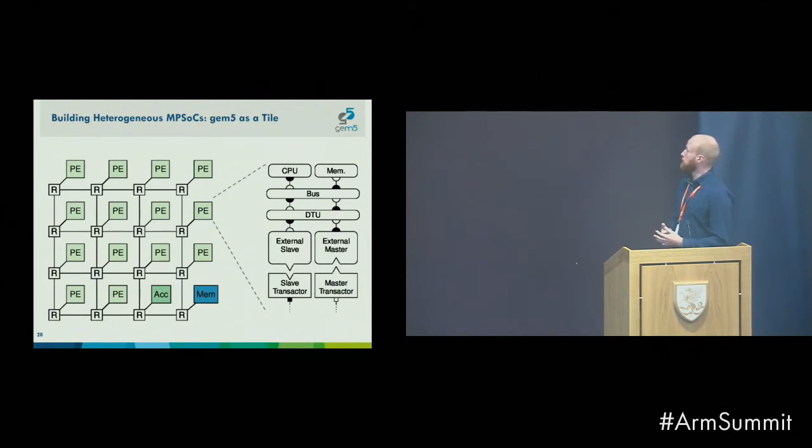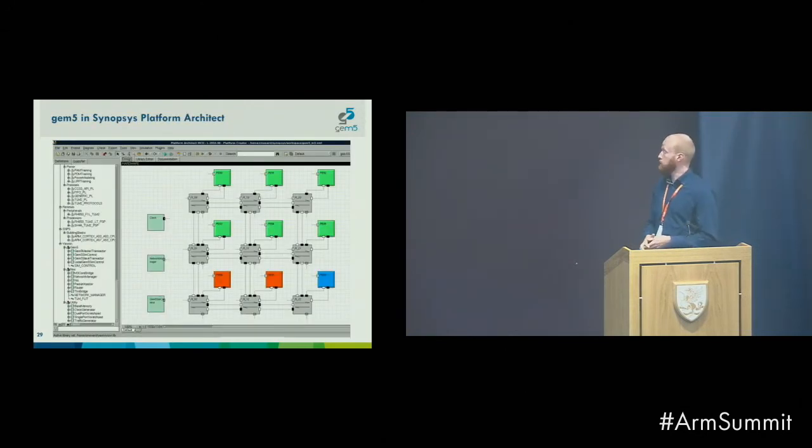So a system that we can simulate looks something like that. So we have a network on chip, we have several tiles, and one of those tiles could be modeled in gem5. So we have a subsystem consisting of CPU, some local memory, bus, a data transfer unit, all simulated in gem5, and then we connect this to SystemC, and we can simply plug this to our SystemC NoC model. And we can even plug this into a Synopsys Platform Architect.